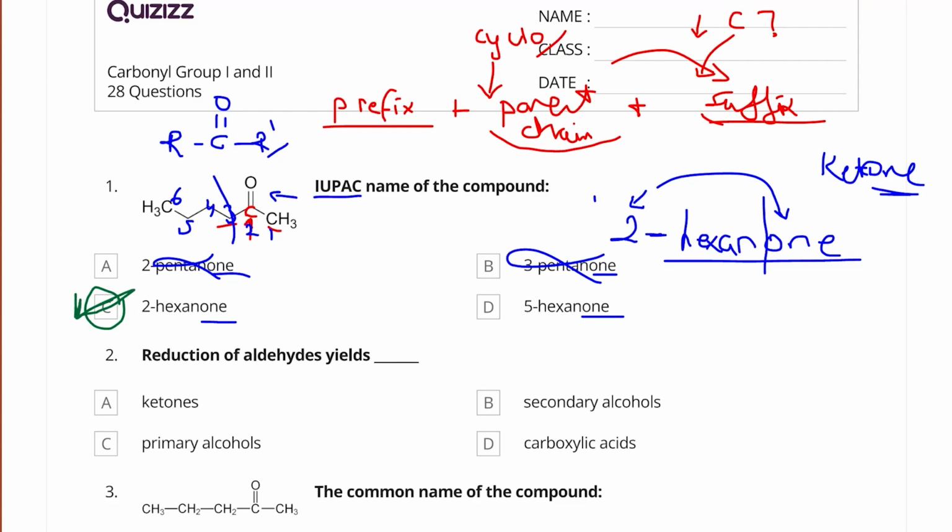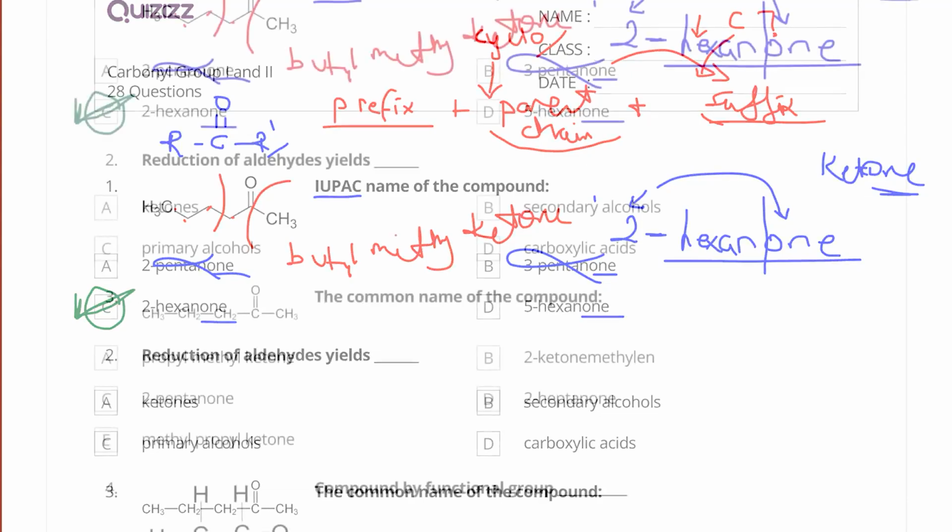Yes, this is the IUPAC name, but we can also give a common name for the given ketone compound because it's a simple ketone. The common name is done according to the alkyl names of both R's, which is methyl. And as you see, this is methyl, and this is 1, 2, 3, 4, butyl, so the name will be butyl methyl ketone. This is the common naming, my dear friends.